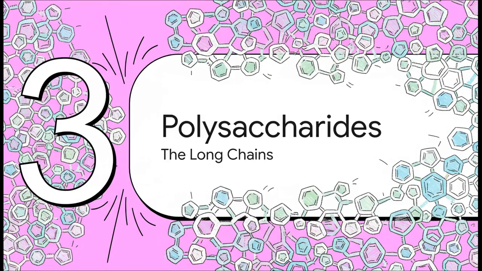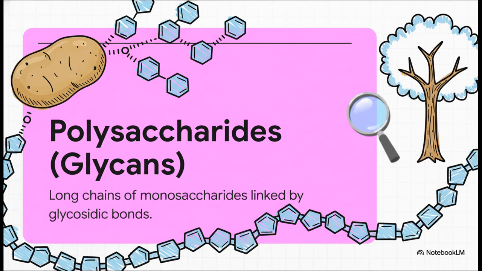So, we've seen what happens with pairs, but what if we don't stop at two? What if we use these glycosidic bonds to link hundreds or even thousands of sugar units into these enormous, sprawling chains? Well, that's when you get these incredible megamolecules called polysaccharides, or sometimes glycans. These are the true polymers of the carbohydrate world. They form the massive structures that are essential for life, everything from the starch in a potato to the cellulose that makes up a tree.